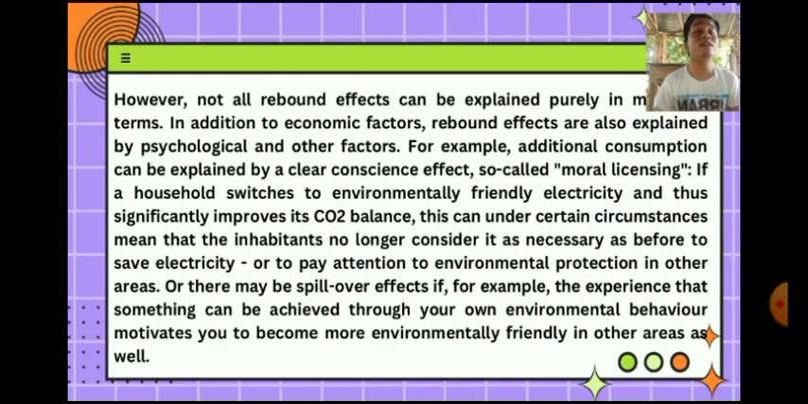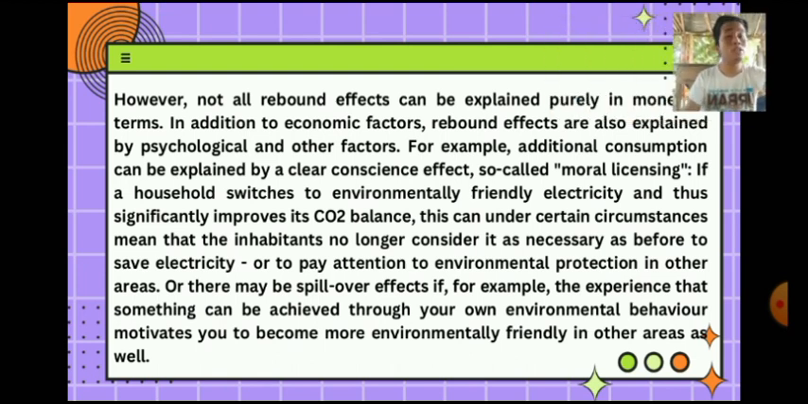And next is, however, not all rebound effects can be explained purely in monetary terms. In addition to economic factors, rebound effects are also explained by psychological and other factors. Really? Yes. For example, additional consumption can be explained by clear constant effect or so-called moral licensing. So, when we say moral licensing for the information of everyone, it is something that you're doing good. That's giving you the right to do bad.